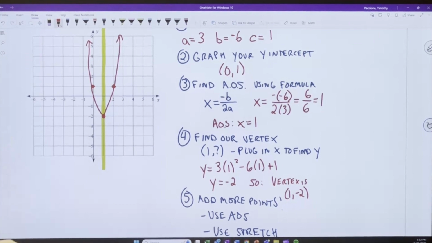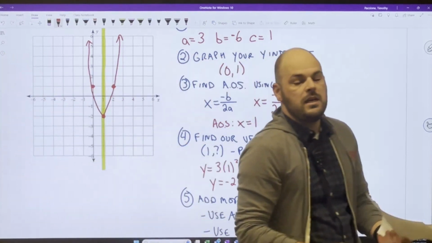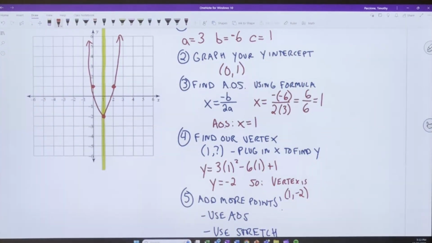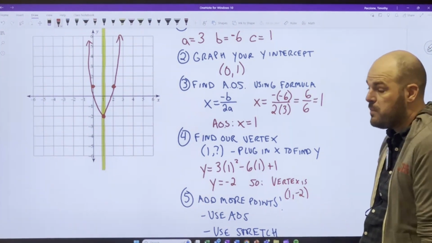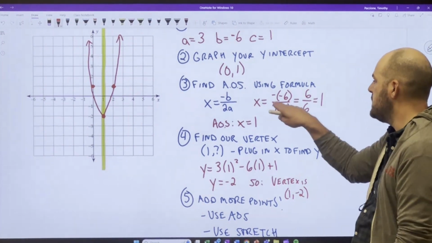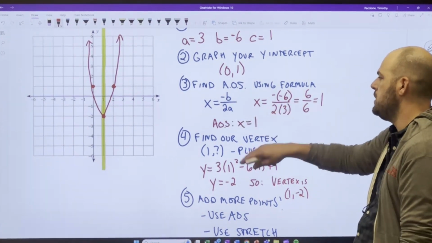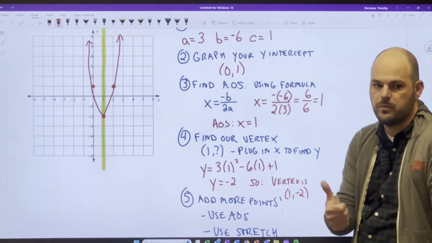You need to find your axis of symmetry, plug it in, that'll give you your vertex, and then either use stretch or your knowledge of axis of symmetries to add more points, right? Sometimes both, and then you have your graph and you're done, right? You don't have to make an XY table every time. You need to know this formula and you need to find your axis of symmetry and go from there.